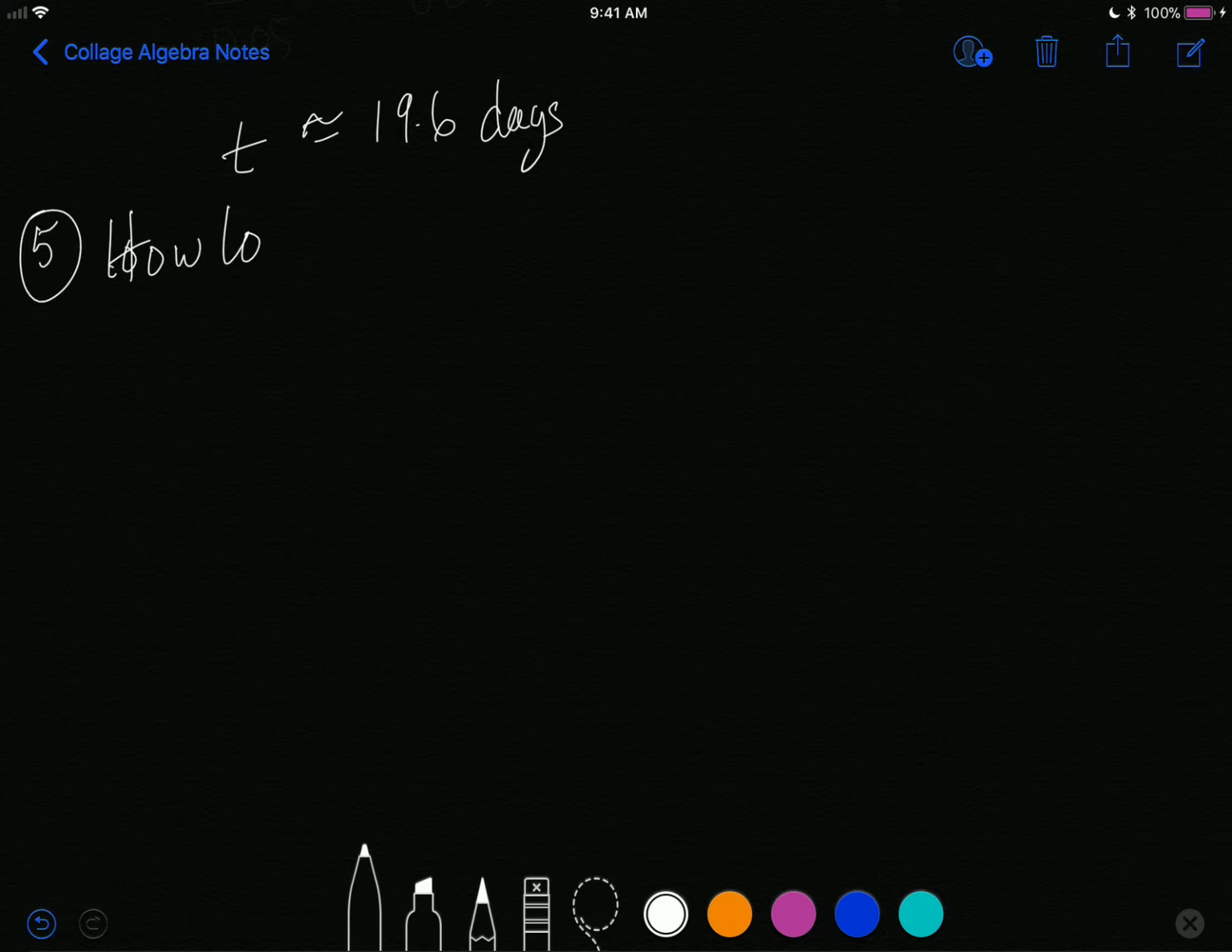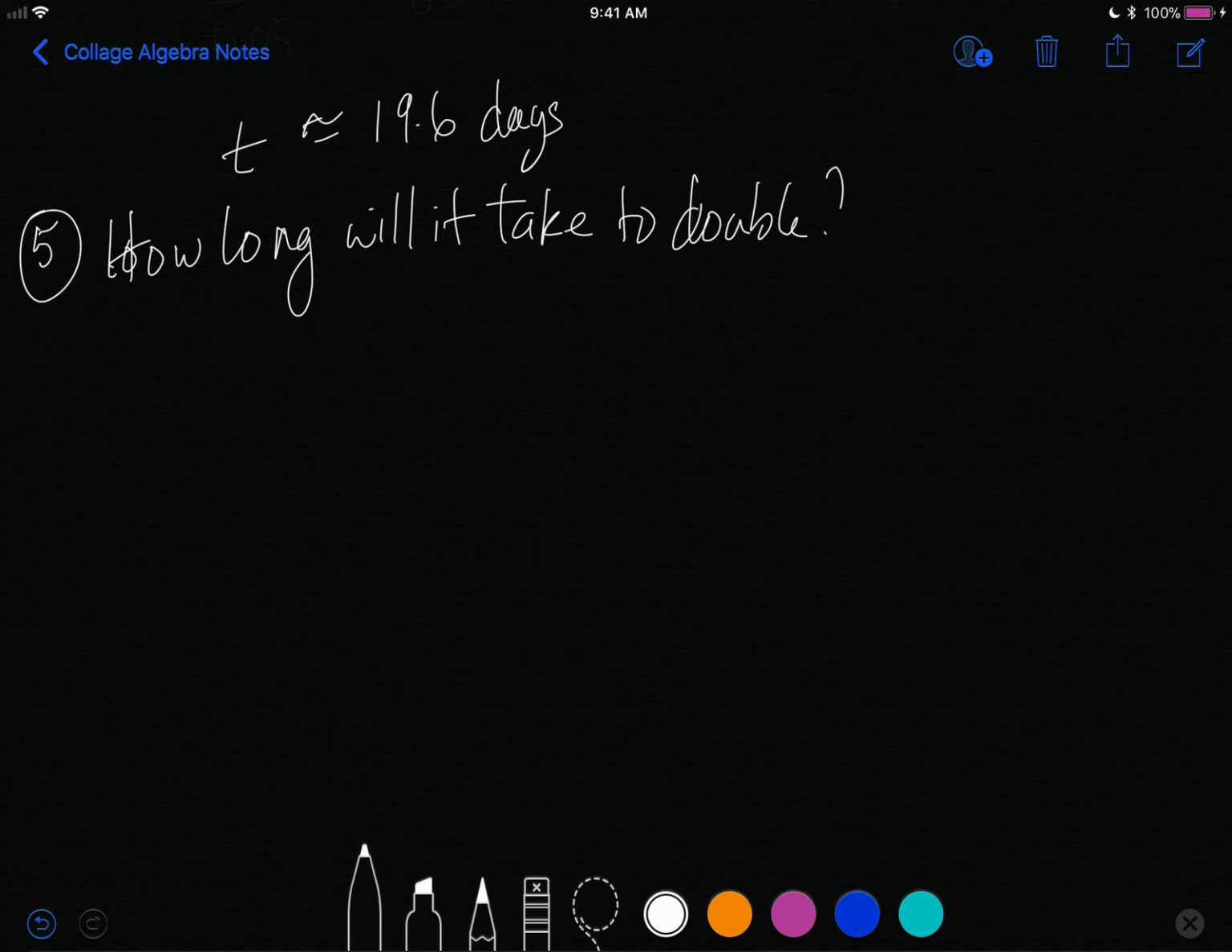How long will it take to double? And there's a nice formula for this. It's called the double timing. The double timing is given by ln of 2 divided by the growth rate. That'll tell you how long it takes to double.